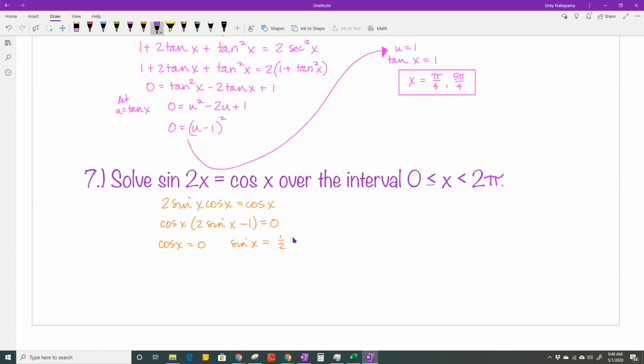So where is the cosine equal to 0? At the top and the bottom. That's pi over 2 and 3 pi over 2. Where's the sine 1/2? In the first and second quadrant, which is pi over 6 and 5 pi over 6. So that is our answer.